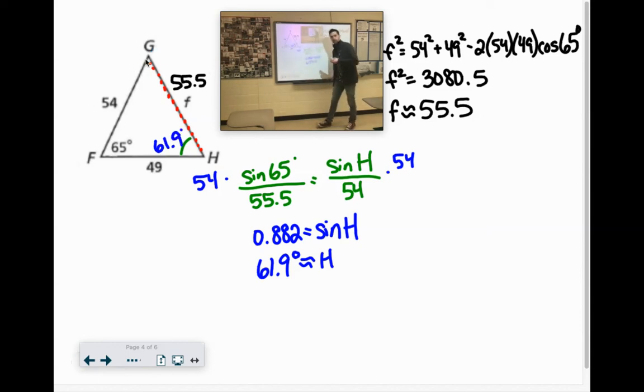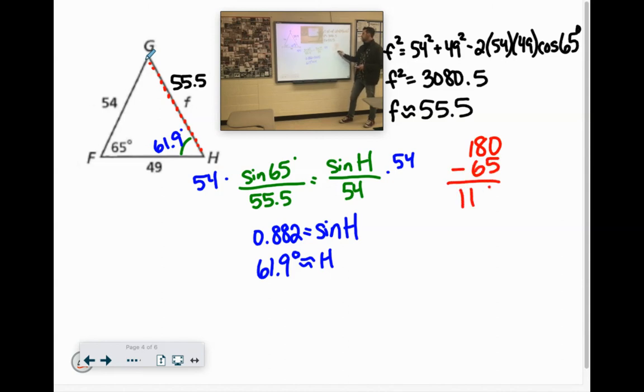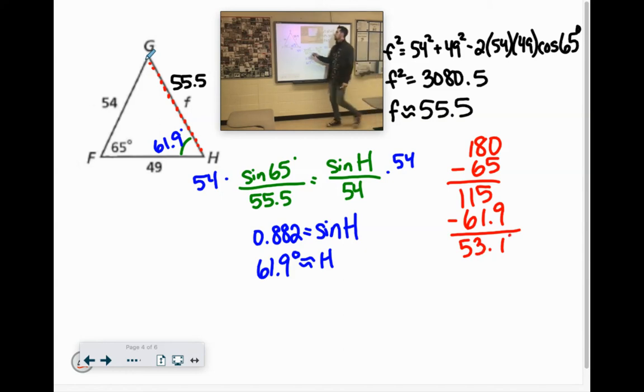And then we'll use our 180, and we'll subtract our two angles here. So 180 minus 65 would be 115. And 115 minus 61.9 is 53.1. So that would be our last angle, 53.1.